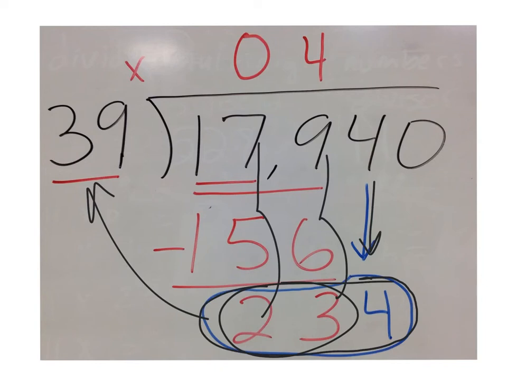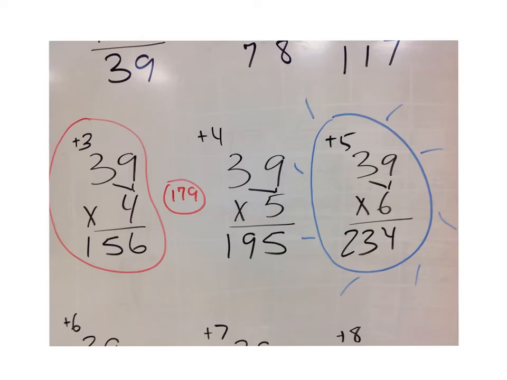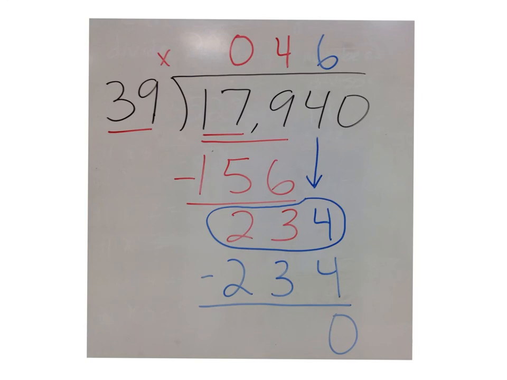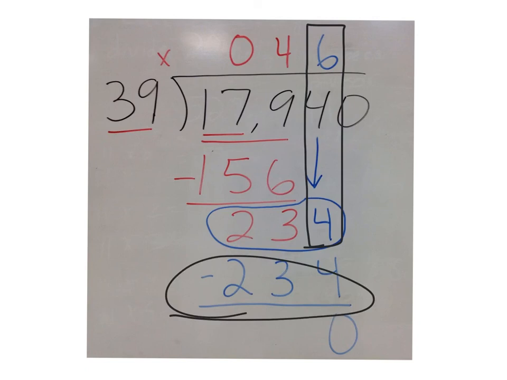It's 234. So now I need to go back to my multiples to see if I have anything that is close to 234. There we have it right there. The 6th multiple of 39 is 234. So I can use that to put up as part of my quotient, or my answer. So I put the 6 above the 4 that we just dropped down, keeping everything lined up. I already know that 6 times 39 gives me 234. I subtract it, I get 0.